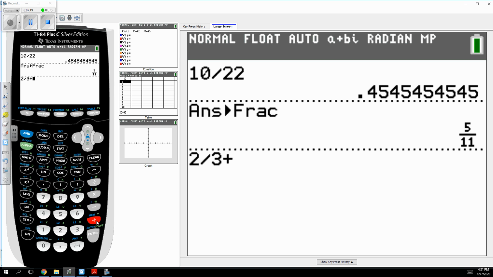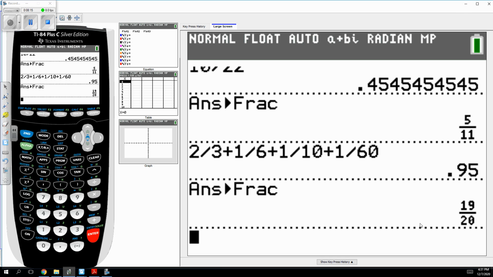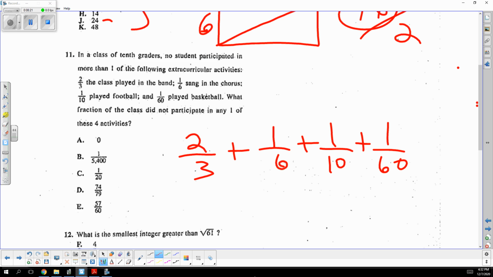I won't even do fractions. You could go A over B, but I'll just type them since they're simple. By simple, I just mean one term. Plus 1/10 plus 1/60th will give you a fraction of who's doing what? Math frac. So 19 out of 20 is doing something. What does that mean, y'all? 1 out of 20 ain't doing nothing.